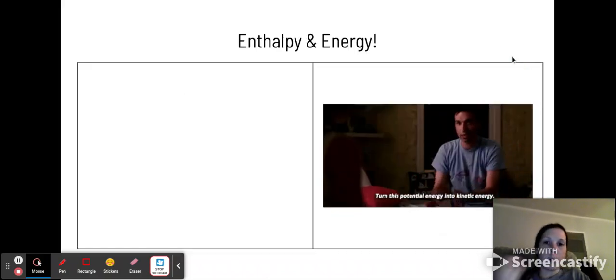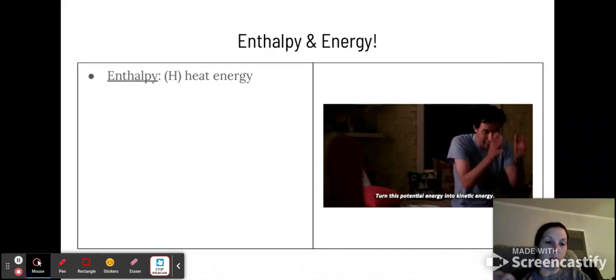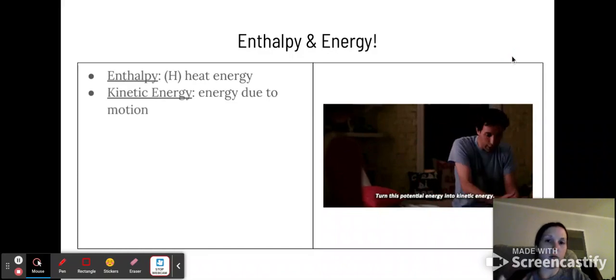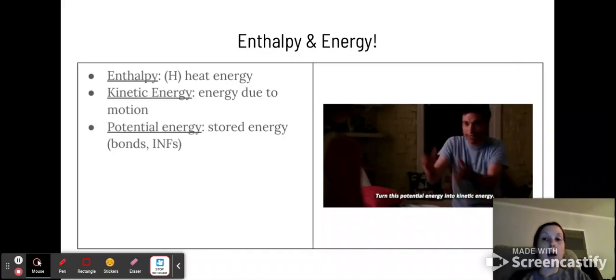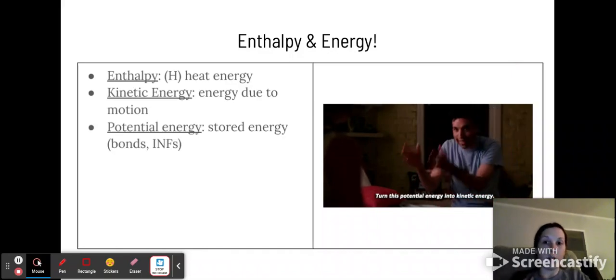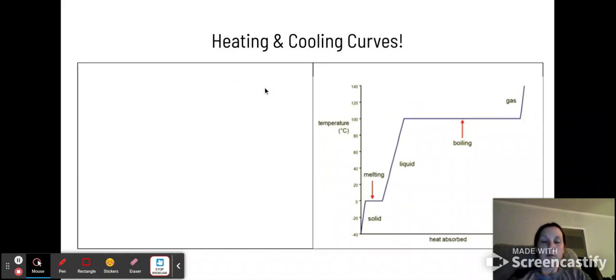So first, let's make sure we know what enthalpy and energy are. Enthalpy, which is noted by the letter H, is the heat energy of a substance or a system. Kinetic energy is the energy due to its motion, which is related to temperature. Potential energy is the stored energy in the bond. So this will be the energy in the bonds, and this should be IMF, so intermolecular forces. And that's how we would look at those. So energy is stored or kinetic. Enthalpy is just the heat.